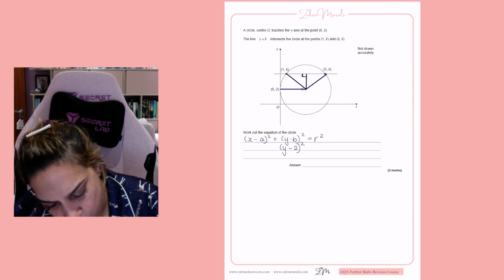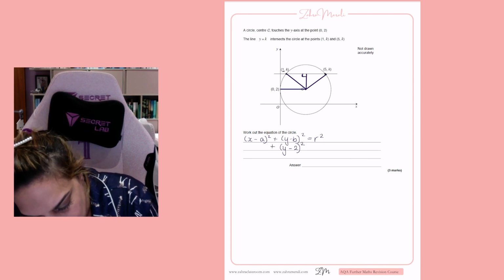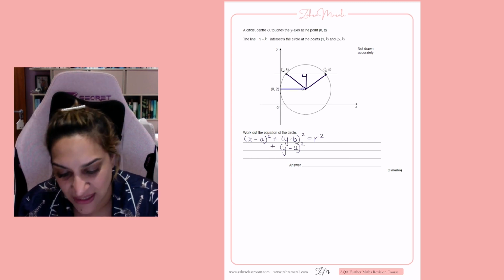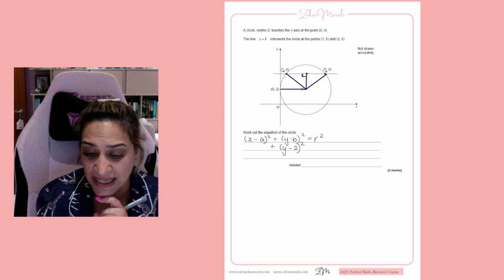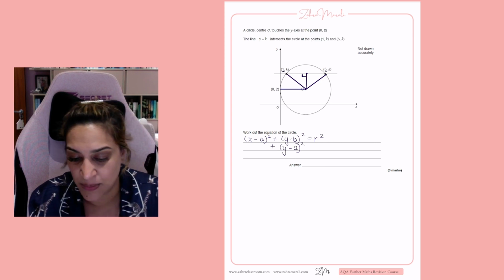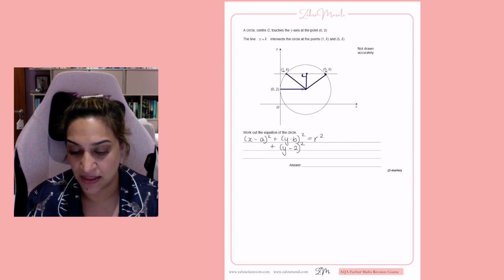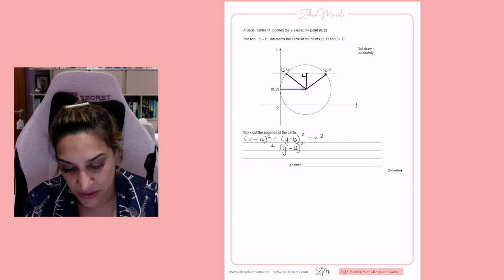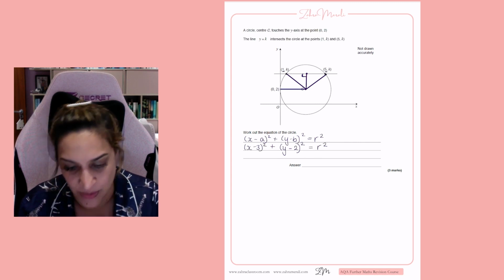I also can see my x coordinate, because if x is 1 here and x is 5 here, and this cuts it right in the middle, my x coordinate must be the middle of 1 and 5. So 1 plus 5 is 6, divided by 2 is 3. So I get (x minus 3) squared equals r squared.